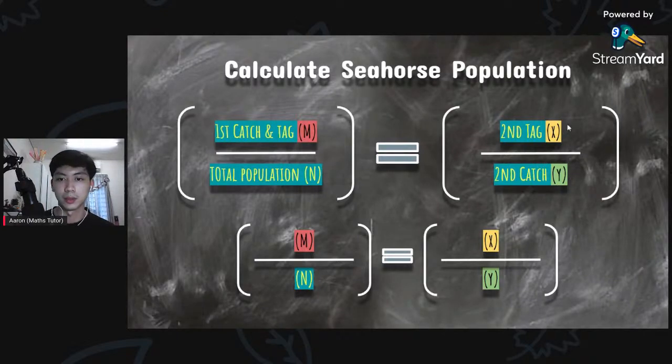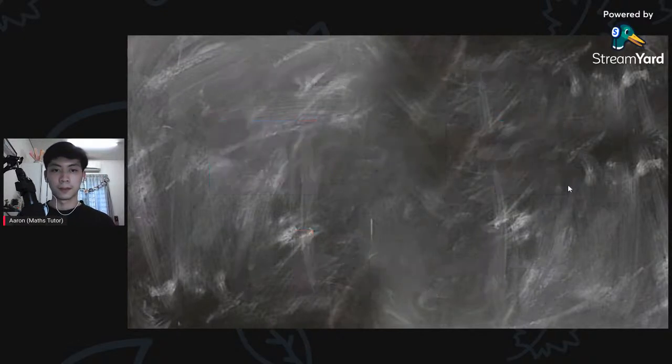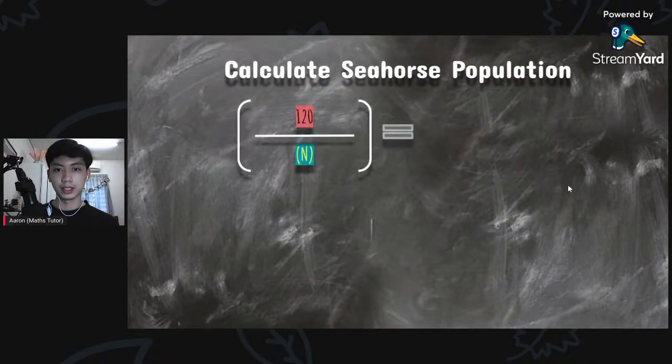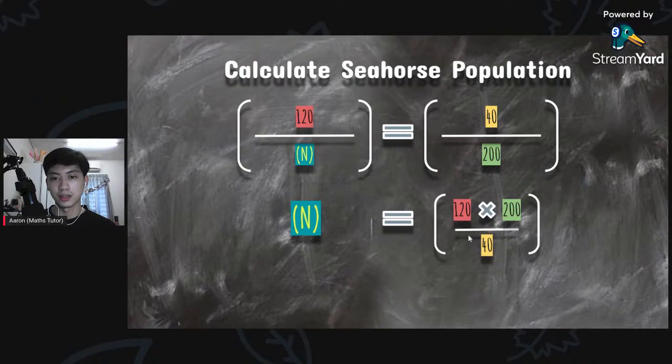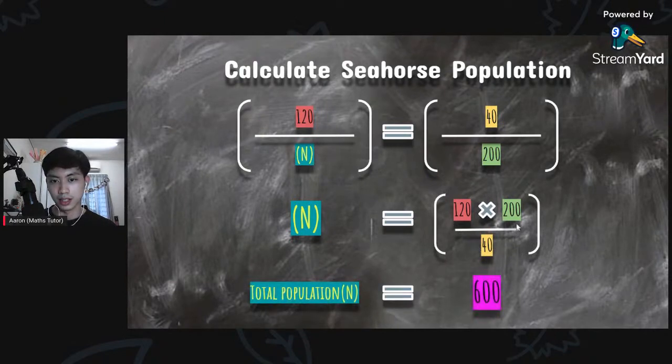So this one is just the symbol that represents it. The method here is 120 over the number of population we need to find, equals the tagged one, 40, over 200, which is the second catch. Then we move around playing with the maths, and eventually we get the total population is 600. We get 600 of the population.